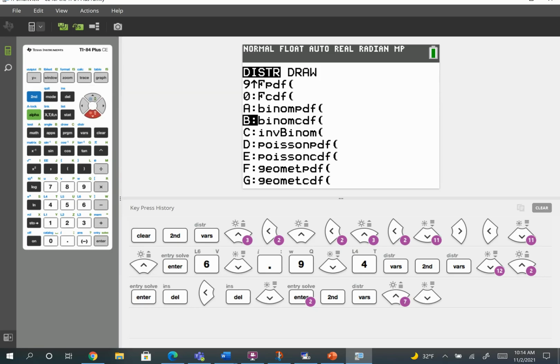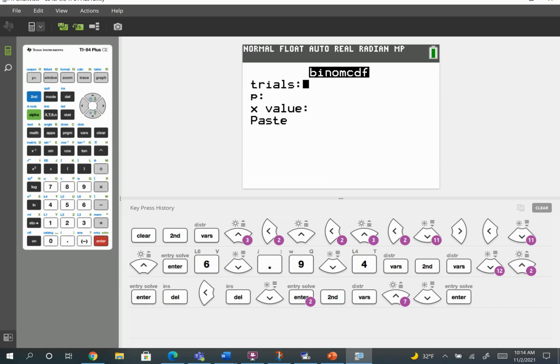It was binom CDF. How I remember this one, the C to me stands for cumulative. The binom CDF one will find all the probabilities for you, starting with 0 and going up to the number you put in for X. So our number of trials, still 6. Probability, still 90%. Now the X value you put in, and again, feel free to make notes on your sheet.